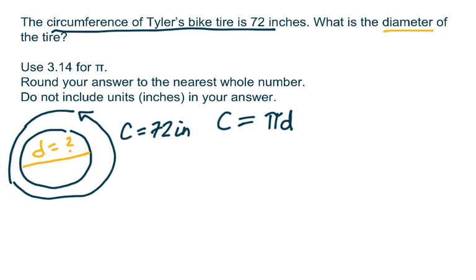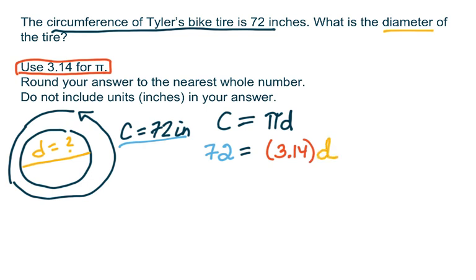With the formula now, I can start to fill in the pieces. Instead of c for circumference, I will substitute the 72 that I'm given in the problem. Instead of pi, I'm going to substitute 3.14 for pi. This will give me an approximation. And then I'm asked to find diameter.